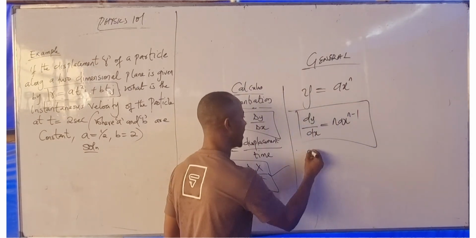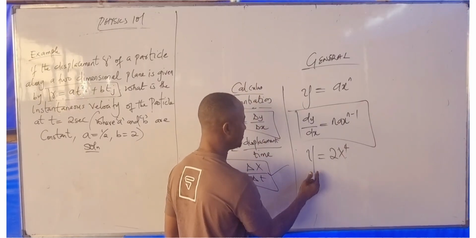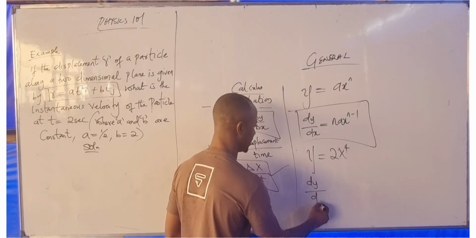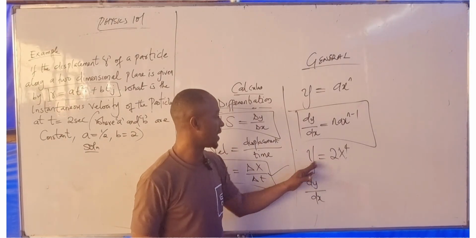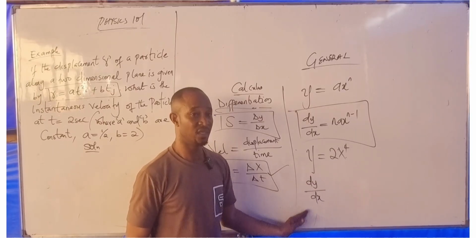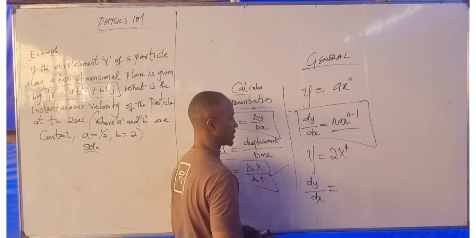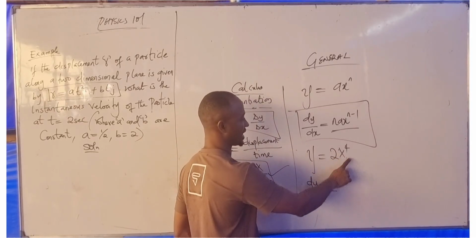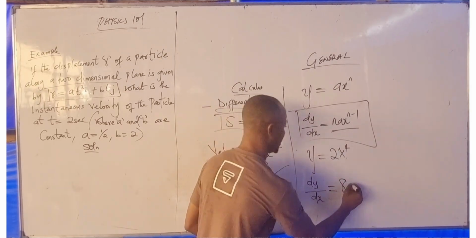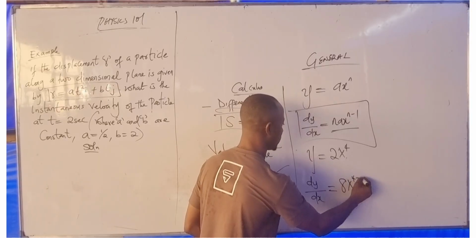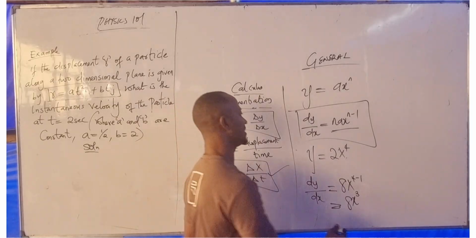For instance, if I have y equals 2x raised to power 4, to find dy/dx, change in y over change in x. Why are we doing change in y over change in x? Because the two variables we have in this expression are y and x. The principle says multiply the power with the coefficient of x and subtract 1 from the power. The power here is 4, and 4 times 2 gives us 8. Then I subtract 1, which is 4 minus 1, and that gives us 8x raised to power 3.